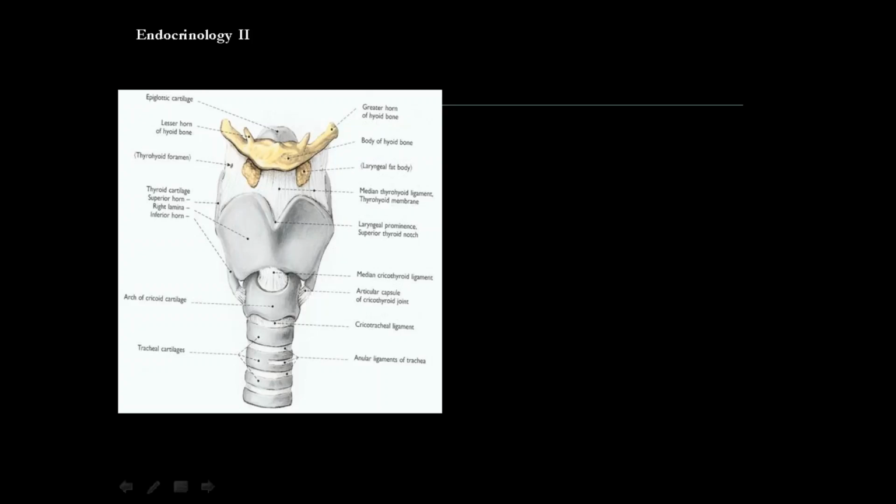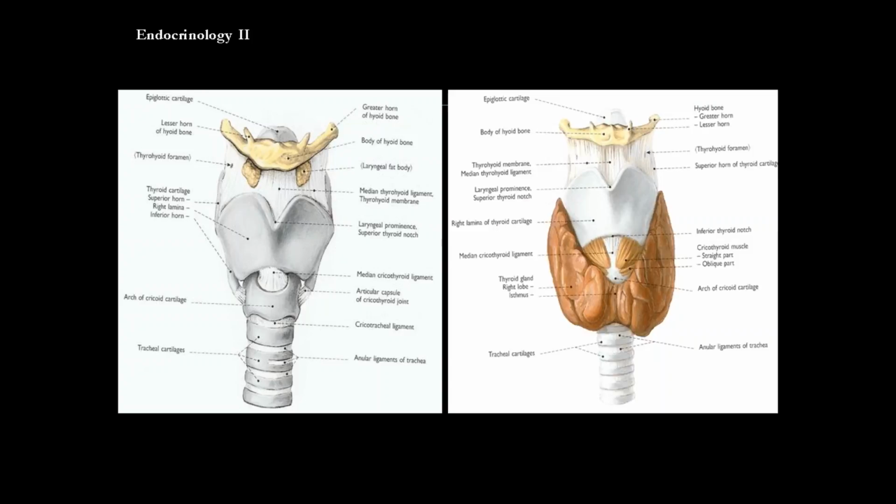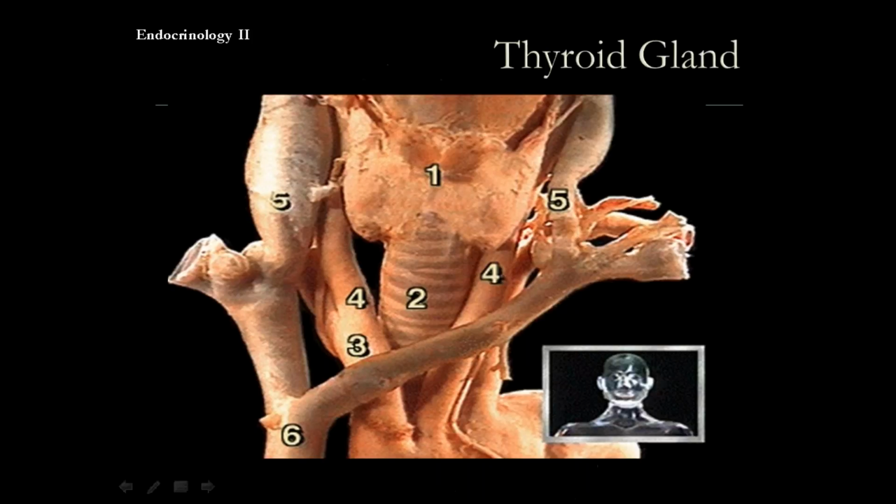All right, so let's continue. Here is another view of the thyroid cartilage and the trachea. The thyroid gland is located just over the trachea. It is not covering the thyroid cartilage; it is under the first few rings of the trachea. All right, here we have a nice anatomy of the thyroid gland and its location.